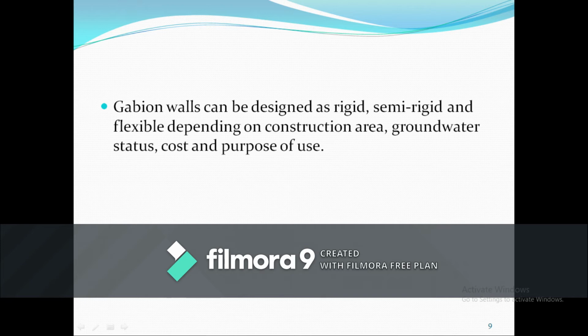Gabion walls can be designed as rigid, semi-rigid and flexible depending on the construction area, groundwater status, cost and purpose of use. So these gabion walls, how are they constructed? They can be semi-rigid, they can be rigid or sometimes even flexible. Its construction depends on the construction area where you are doing it, the groundwater status and also the economy and the purpose of use of those gabion walls in our particular construction.